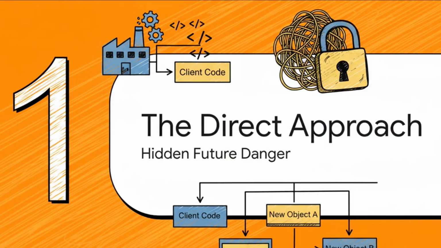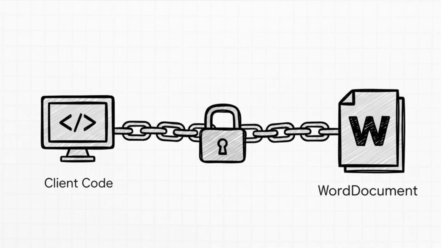Okay, so let's start with how most of us would probably tackle this at first, what I'm calling the direct approach. It's fast, it's intuitive, but trust me, it's hiding some real danger for your project down the road. So you might write a line of code that looks just like this. And hey, it seems harmless, right? You need a Word doc, you just make a new Word document. Boom, done.